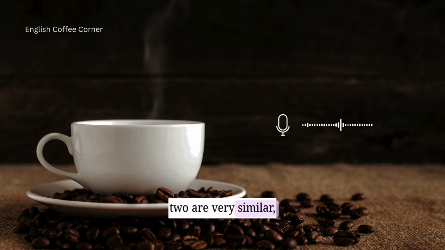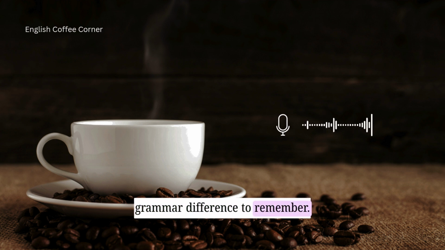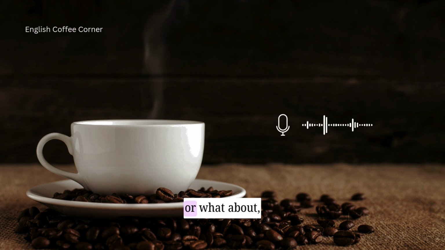Number 2, how about and what about? These two are very similar, and they're super common in everyday conversation. But there's a small grammar difference to remember. After how about or what about, we use a noun or a verb plus ing.